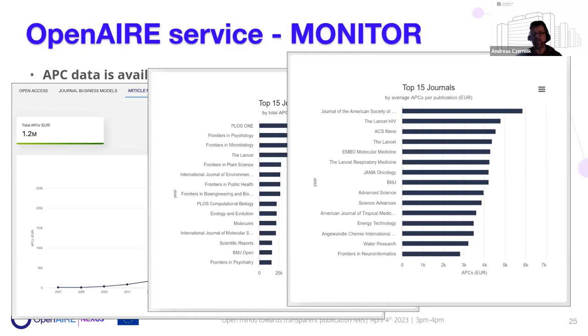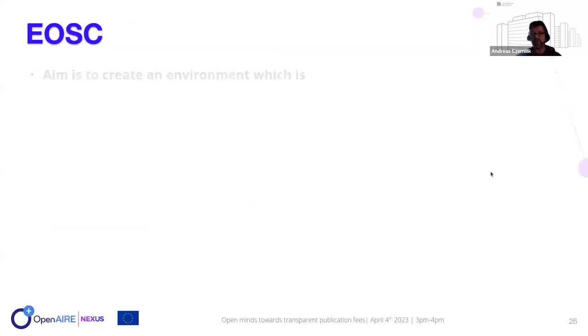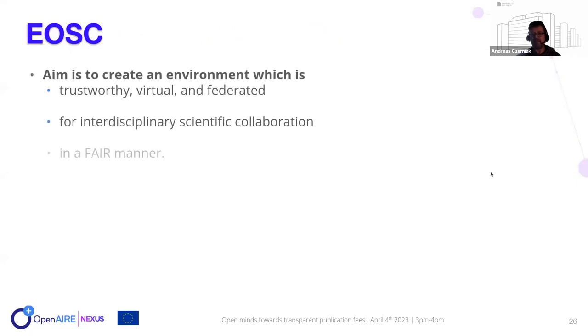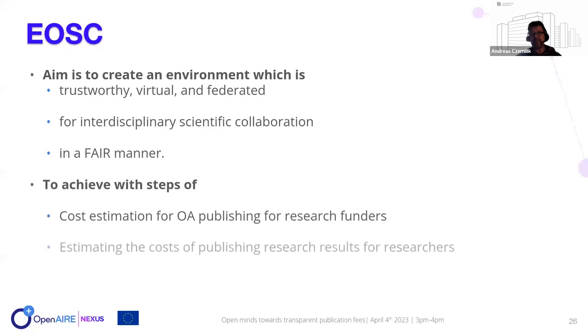And this OpenAIRE research graph is also one of the core components of the European Open Science Cloud. And here we would like to have OpenAPC as well. The European Open Science Cloud is a trustworthy, virtual and federated environment for interdisciplinary scientific collaboration in a FAIR manner, of course. And here we would like to achieve some cost estimation for open access publishing, as well as an estimation of the cost of publishing research results for researchers.